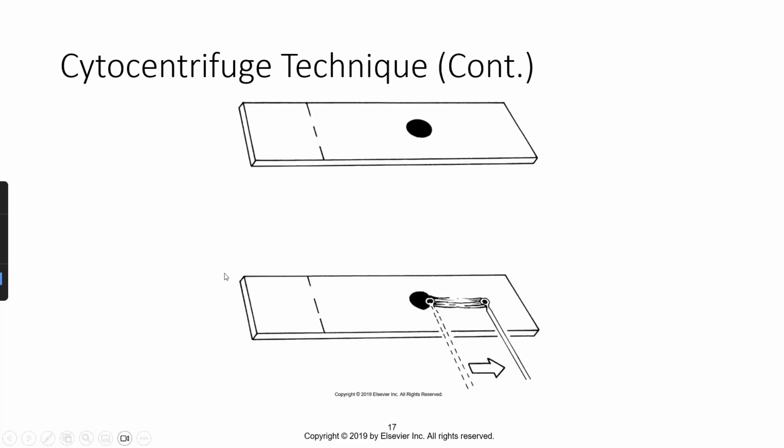So here you can see when you cytocentrifuge, it's going to concentrate all of the cellular debris to a very specific area on the slide. And when it's done concentrating the debris in this cytocentrifuge method, then you can go ahead and smear it thinner if you need to.